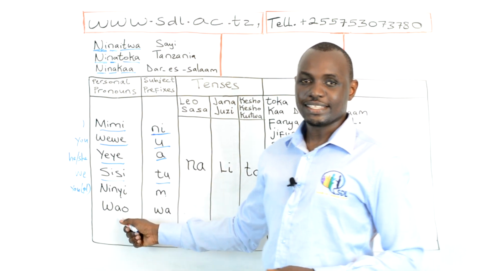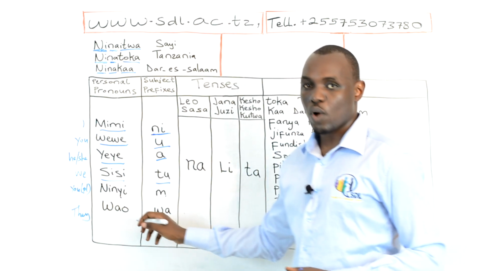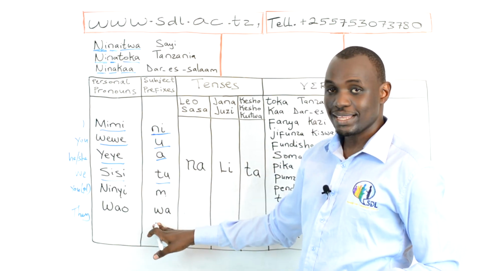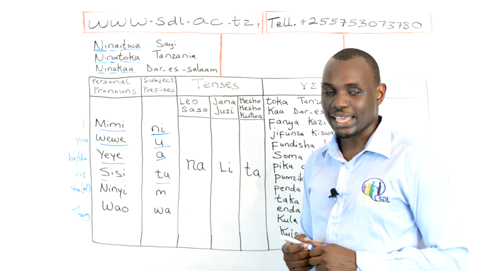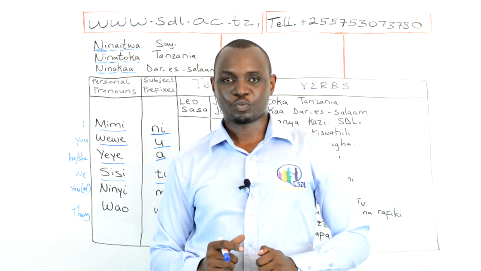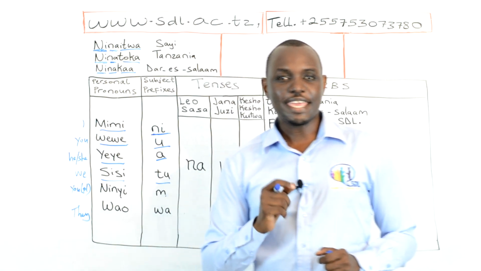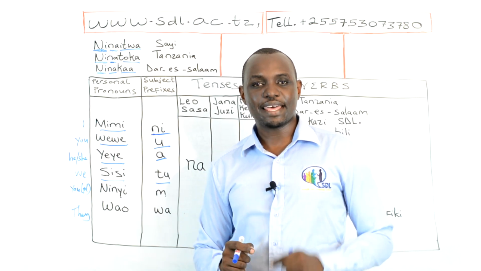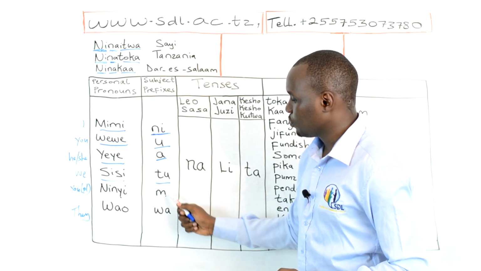Wao is they. They is wao. So wa will be the subject prefix of wao, which means wa will represent wao to say a sentence, and it will say they are staying in Nairobi. Wanakaa Nairobi. They are staying in Dar-es-salaam, Tanzania. Wanakaa Dar-es-salaam, Tanzania. So ni, u, a, tu, wa.